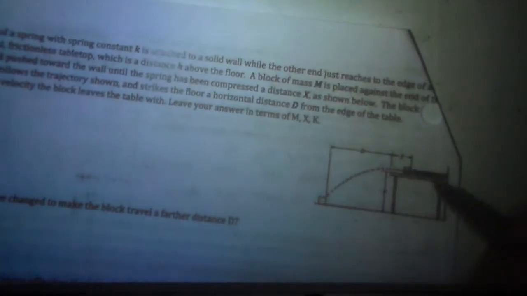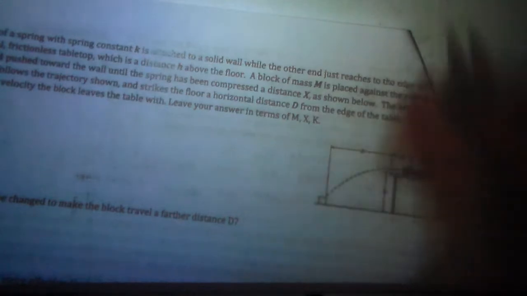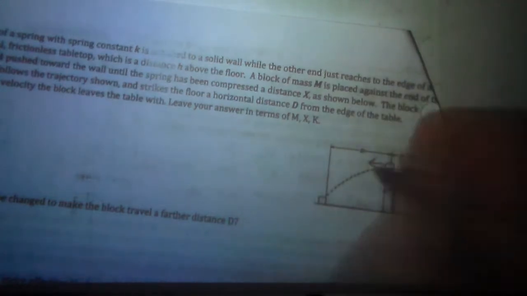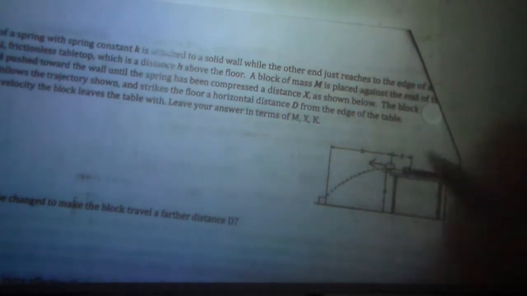We've got a spring constant K attached to the wall, and the other end is on a frictionless horizontal table, a distance h above the ground. A block M is placed and compressed a distance x, and then it is released. I want to know the velocity it's leaving the table with, so that would be the velocity right here. So this is my point A, and this is my point B.